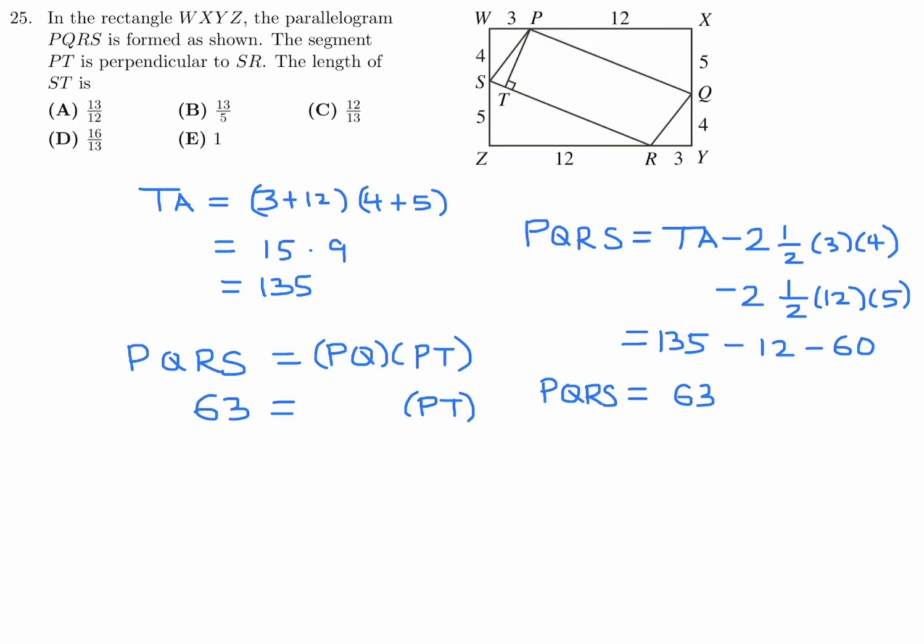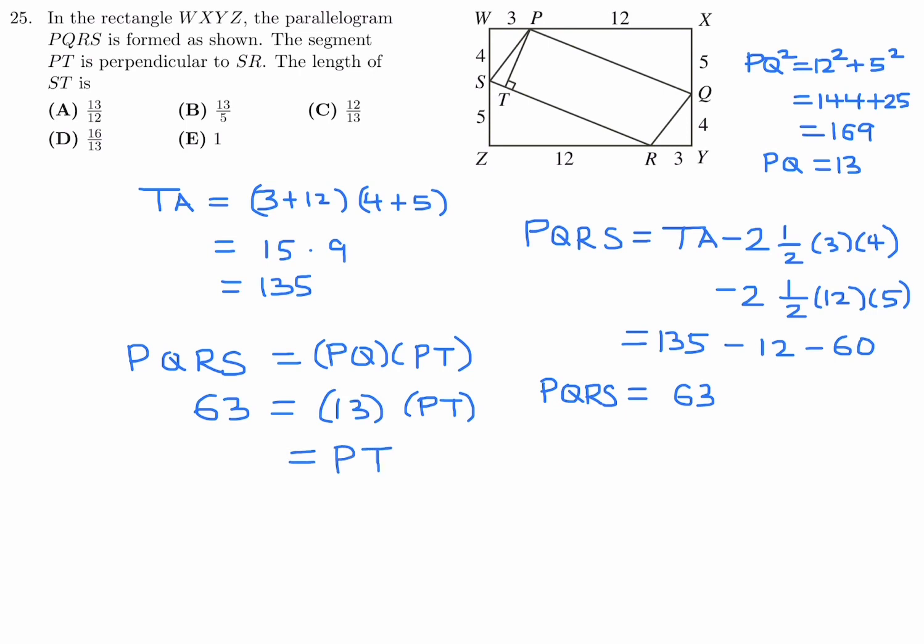And PQ, we don't know right now, but I can figure out PQ pretty easily using Pythagoras, using this triangle right here. So PQ squared is 12 squared plus 5 squared. And that's 144 plus 25. And that's 169. So take the square root to get PQ, and that's 13. So 13 goes here. So that means PT is 63 over 13.